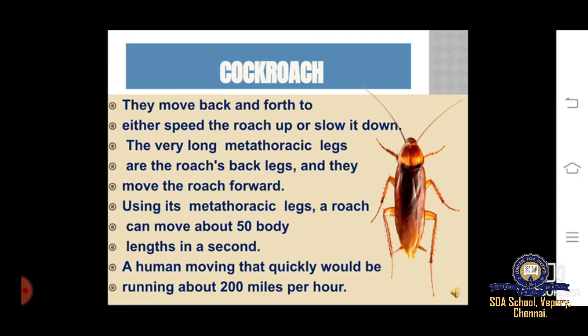Using its metathoracic legs, a roach can move about 50 body lengths in a second. So in a second, with the help of those longer legs, it can move 50 body lengths. A human moving that quickly would be running about 200 miles per hour. Likewise, these cockroaches are also very fast when they move. For that, it uses the long back legs and the front legs.